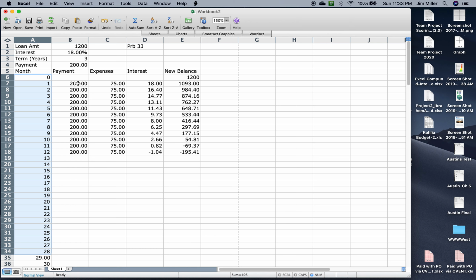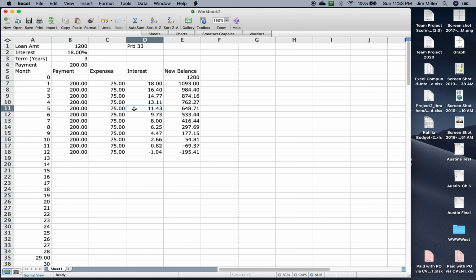After 1 month, $200 payment, $75 more expenses. After we got it paid off in almost a year, 10 months. 11 months we'd have it paid off. Okay. That's what they wanted us to do on that one.